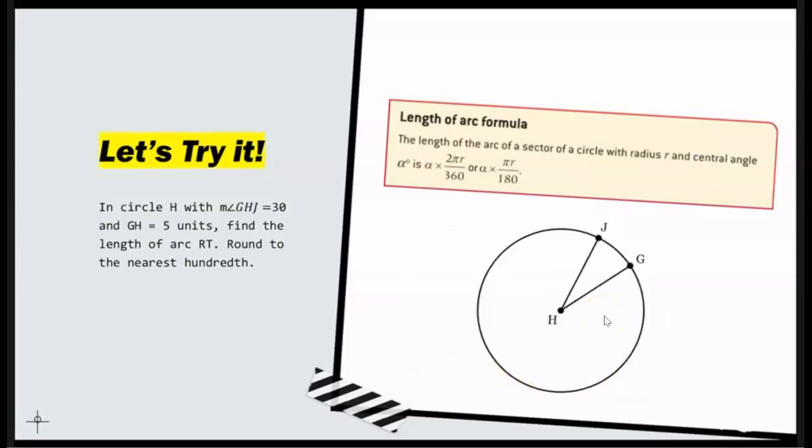Same thing here. This time they tell me I have an angle of 30 degrees and GH, or my radius, is 5. So it's still my angle divided by 360 times the circumference of a circle, 2 pi r. I know my angle is 30, and I know my radius is 5. If you put this into a calculator, you'll get 2.62.